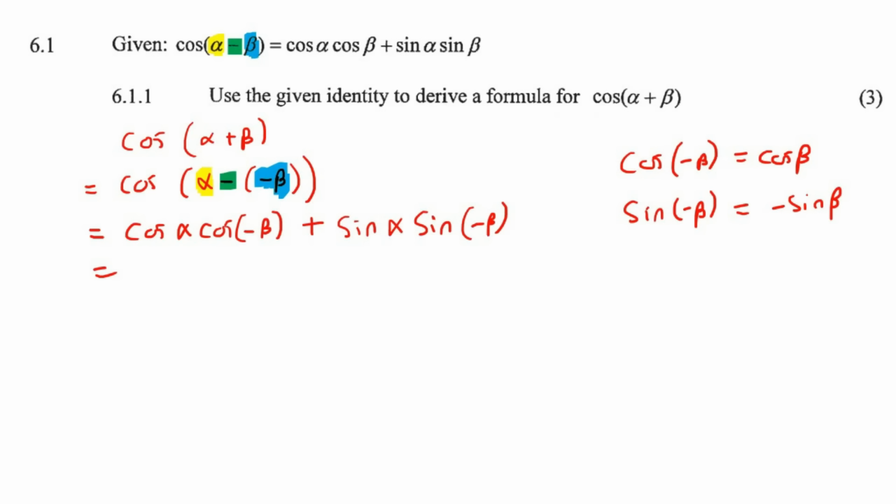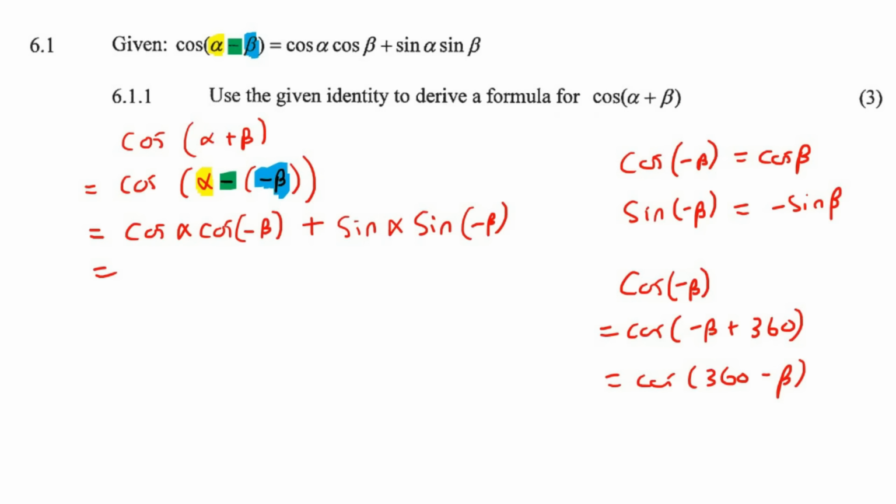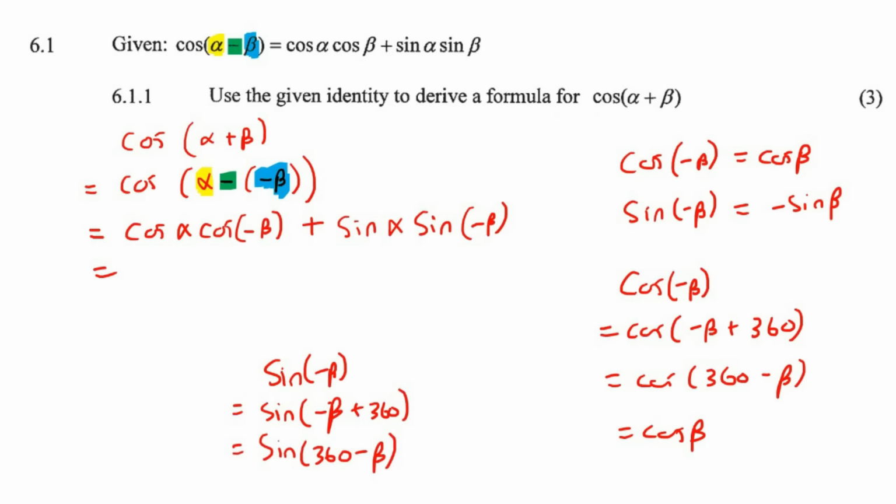If you're confused about why, that's because of the following. If I have cos minus beta, I add 360 to that because it's not on the cos diagram, and that's the same as 360 minus beta, which is then cos beta. For the sin one, if we have sin of negative beta, then in the next line you can add 360, which is then that, and then that is in the negative quadrant for sin, so we get that.